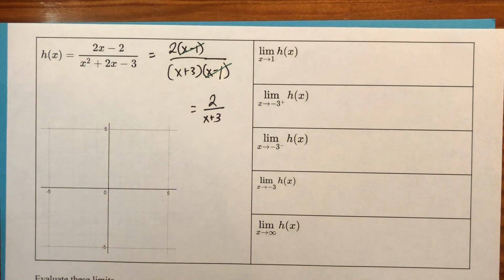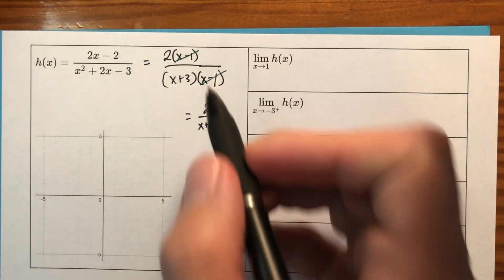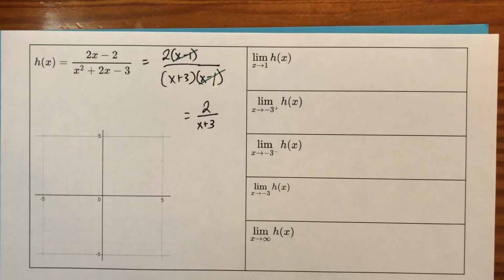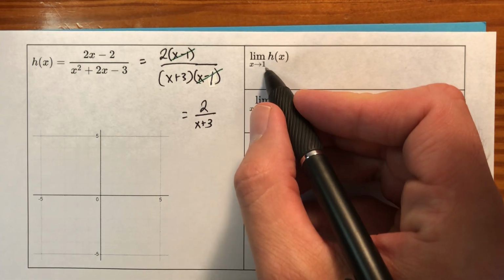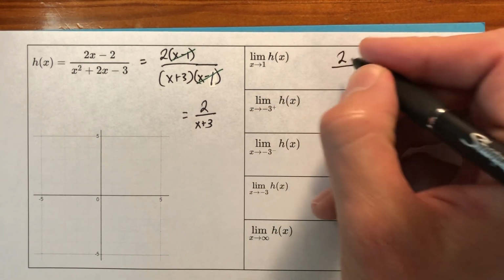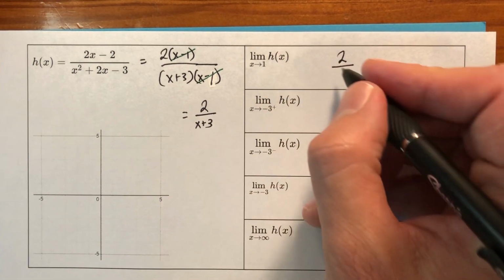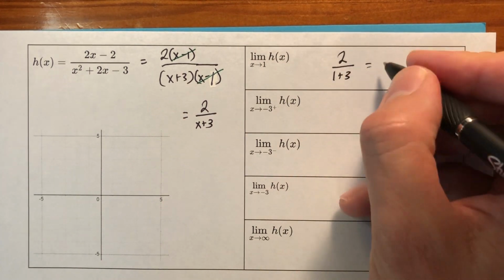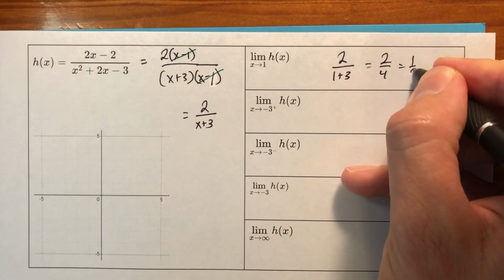Let's do it. If I want to know where the hole is, I could just cancel out the factor that created the hole in the first place and then plug in the forbidden x value. So I have 2 over, plugging in the 1 here, 1 plus 3, and that gives me 2 over 4, which of course is 1/2.